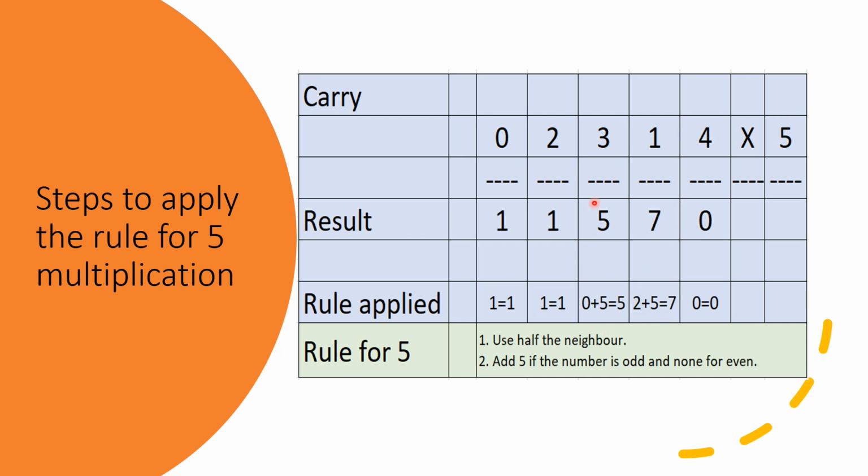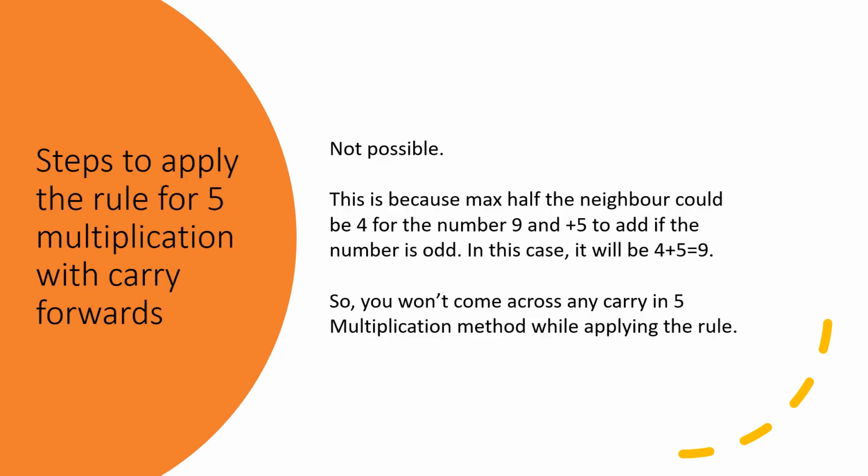And we'll go to the next number, that is 3. 3 is an odd number, so we'll have to add 5 plus use half the neighbor. Half the neighbor is 1. 1 is a neighbor, and half of it is 0, so 0 plus 5 equal to 5. And then the next digit is 2. We'll have to add half the neighbor. Half the neighbor of 3 is 1, so it is 1. And for the last digit 0, you will use half the neighbor, that is 1, which is half the neighbor 2. So the answer is 11570.